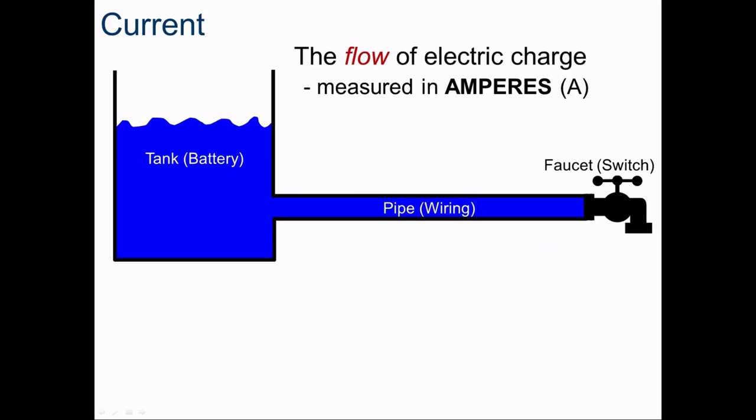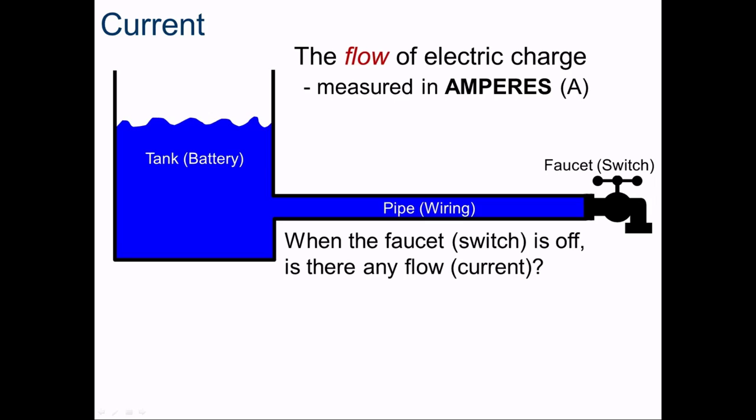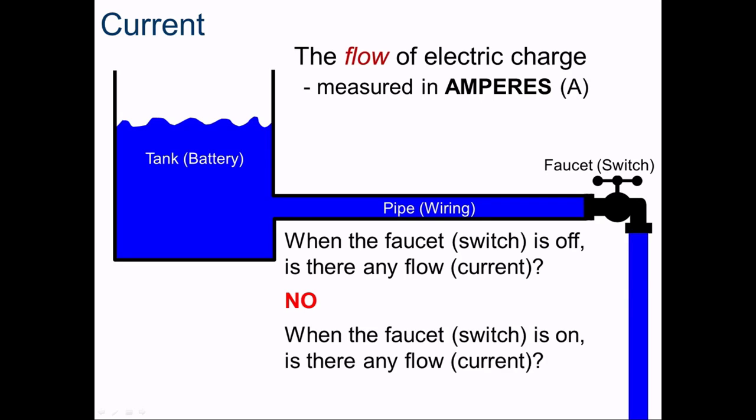Okay, let's talk about current. Current is the flow of electric charge. It's measured in amps or amperes. Let's think of a water system or a plumbing system. There's a tank or battery, pipe or wire. When the faucet or the switch is off, is there any current? Is there any flow? Well, no, there isn't. When the faucet switches on, is there any flow or current? Well, yes, there is. And so think of current similar to water.